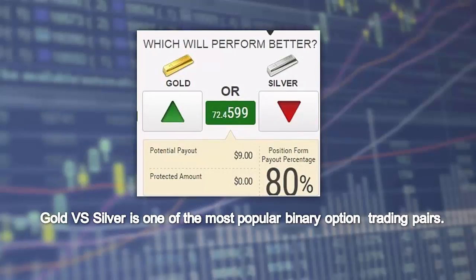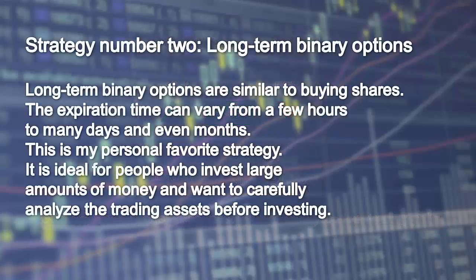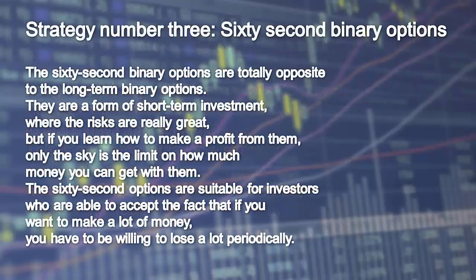Strategy number 2. Long-term binary options. Long-term binary options are similar to buying shares. The expiration time can vary from a few hours to many days and even months. This is my personal favorite strategy. It is ideal for people who invest large amounts of money and want to carefully analyze the trading assets before investing.